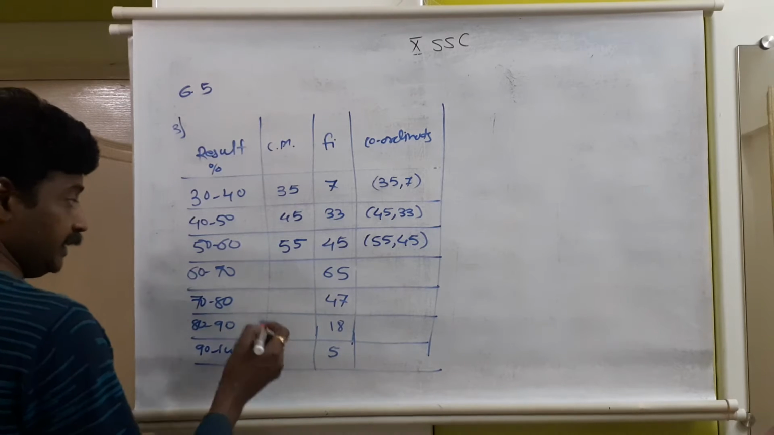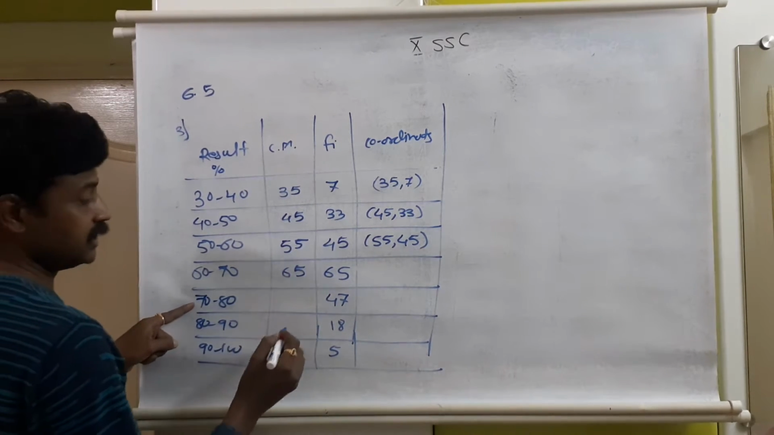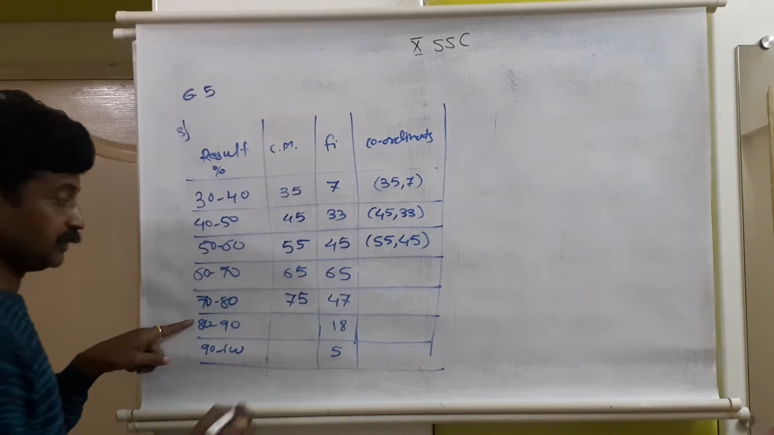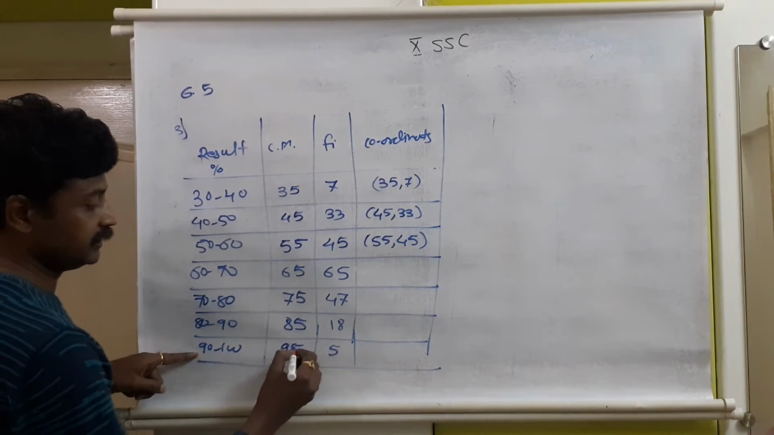So the class marks: 60 to 70, class mark will be 65. 70 to 80, class mark will be 75. 80 to 90, class mark will be 85. 90 to 100, class mark will be 95.